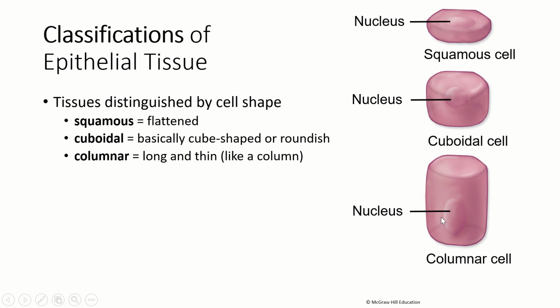In all of these cells, we generally see the nucleus, usually kind of in the middle. In a lot of columnar cells, the nucleus is going to be toward the bottom, more at the basal surface of the cell.